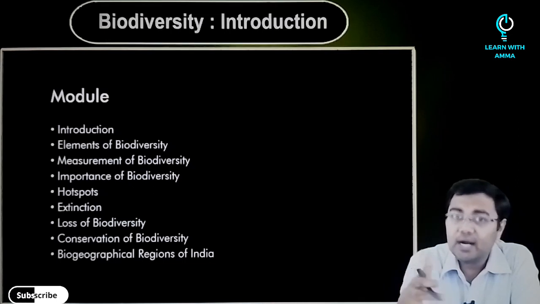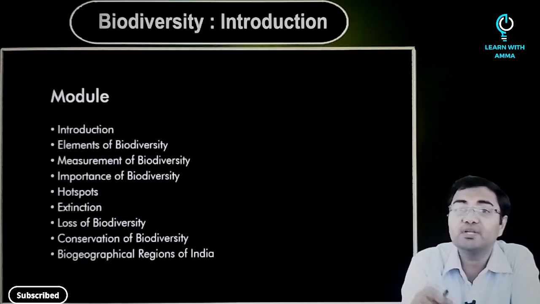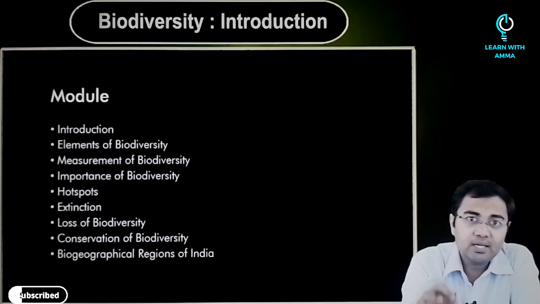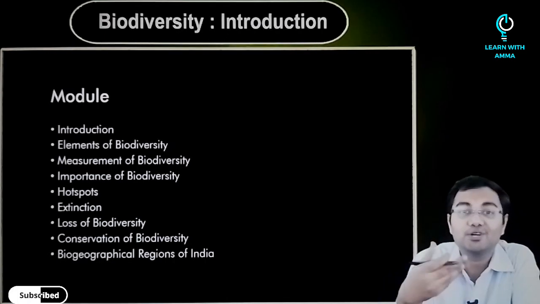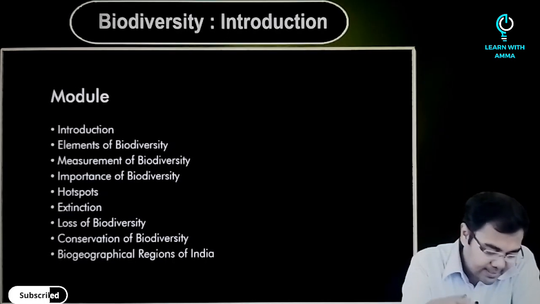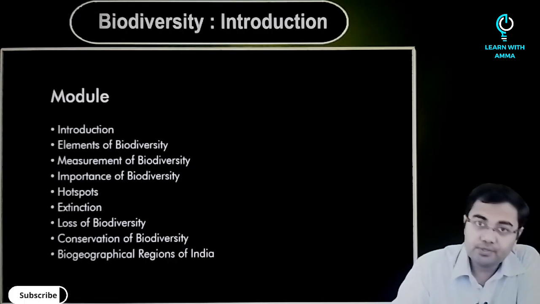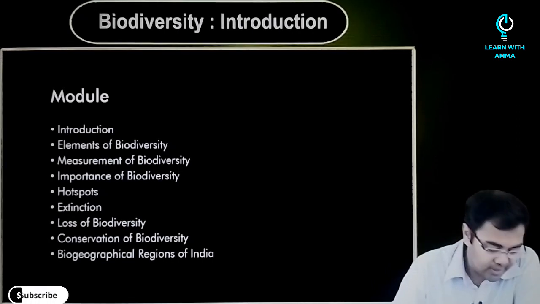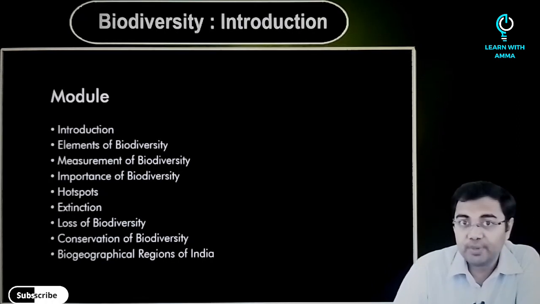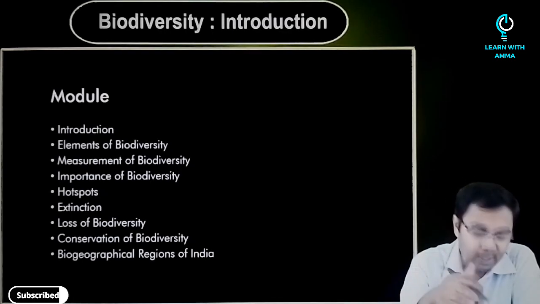Then the measurement, how do we measure the biodiversity? The importance of biodiversity, the meaning of hotspots. Often a lot of questions have been asked from here. You'll see that in the previous year papers, hotspot has been one of the hotspots of the question papers. Then you have extinction, a very, very important topic. Loss of biodiversity, how does the loss happen? What is the impact of the loss of biodiversity? Then the conservation of biodiversity, how do we conserve? What are the various ways of conserving the biodiversity?